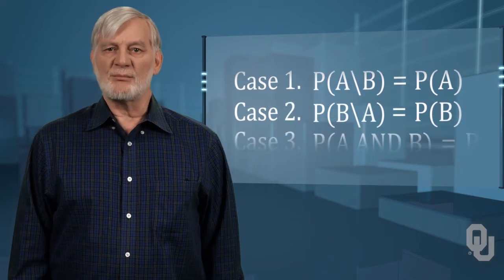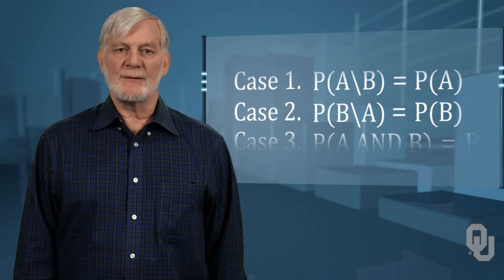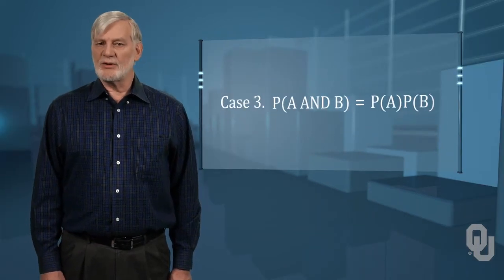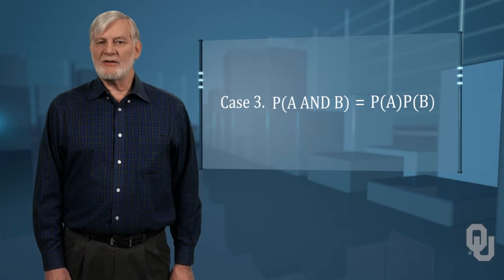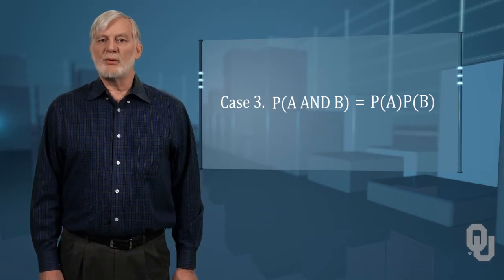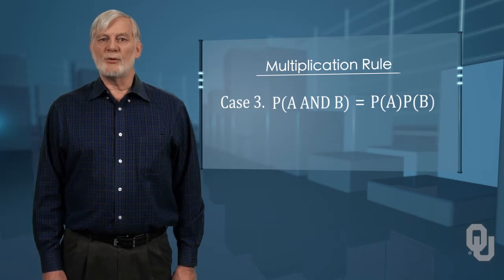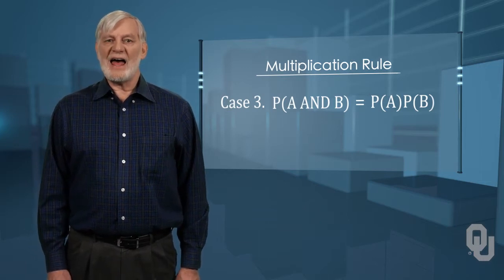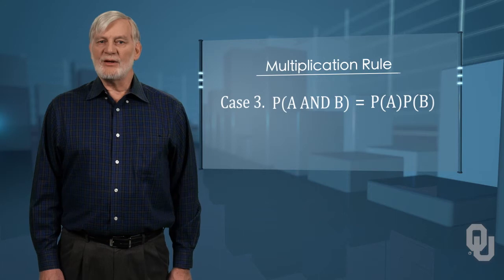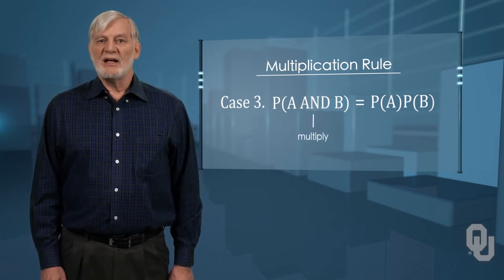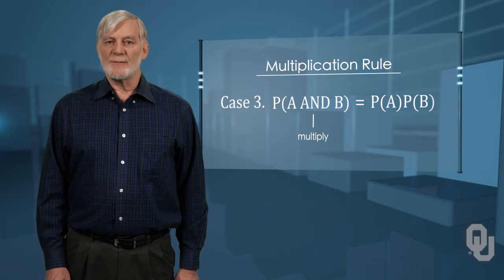The second case simply reverses the order of A and B. The last case, case 3, is much more interesting. Here we have an example of another important probability rule, the multiplication rule. We learned before, OR tells us to add the probabilities. Now we see that AND tells us to multiply the probabilities if they are independent of each other.